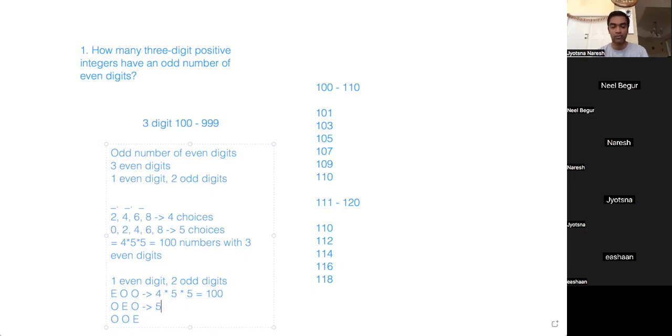What are the 5? 1, 3, 5, 7, and 9. Good. What about the second even digit? 5. Good. And the third odd digit? 5. Good. What is this product? 125. Good. And the third one?